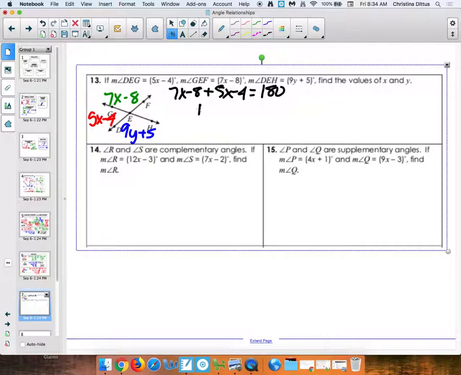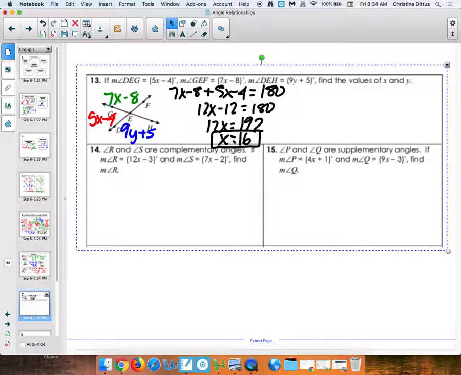I have 12x minus 12. Add my 12 over to get 182. And x is how much? Okay, half done. I know x is 16. How is that going to help me find y? I know once I find x, I should probably plug it in, because they're plugging into 5x minus 9.